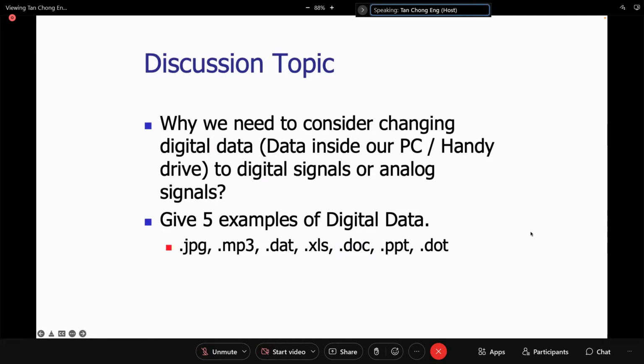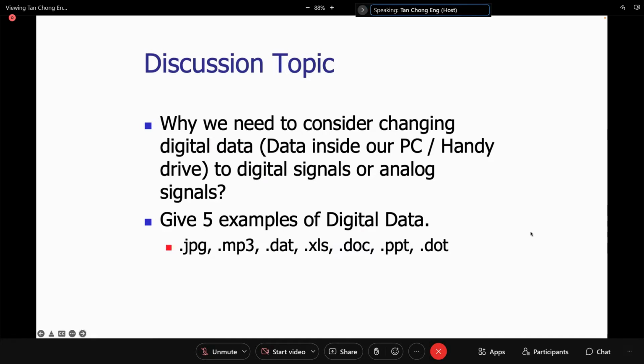Digital data happens within your computer system itself. If you are transmitting your data over a short distance, for example only up to a few meters, such as using a USB cable to send data to your printer, these are short distances. So you can still just use a digital signal.